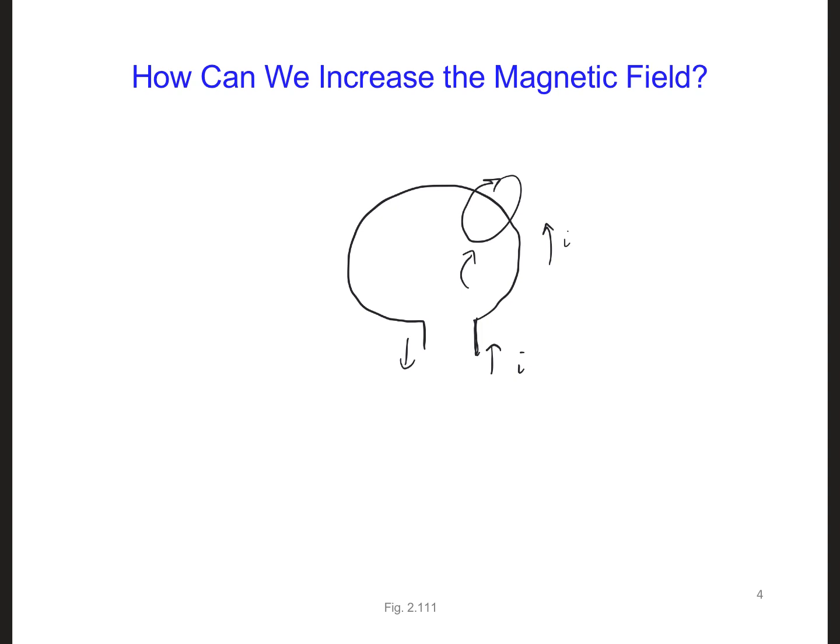And on this side, where the current is going down, the B field goes in this direction. So in the middle here, you can see all the B fields from all these different parts of the loop are parallel. They want to align themselves together. And so we'll get a stronger B field in the middle of this loop than we would for a straight wire, which only has one section of current.